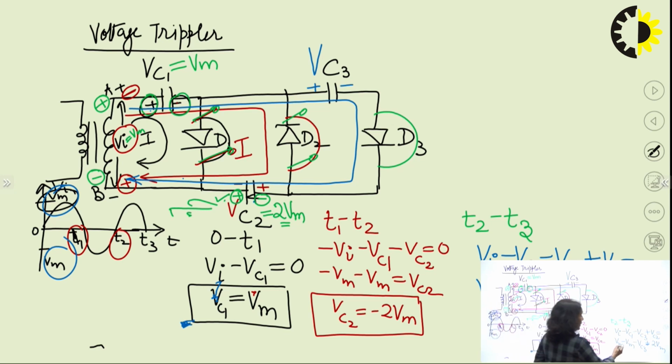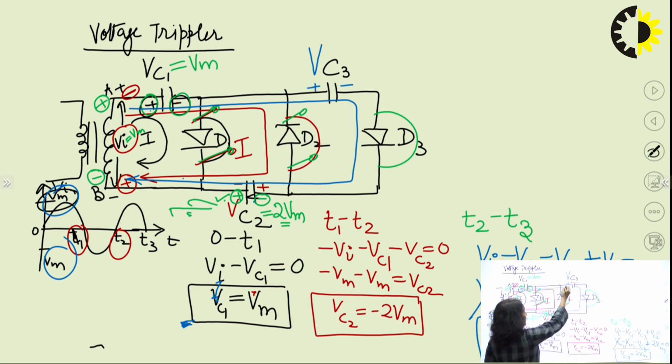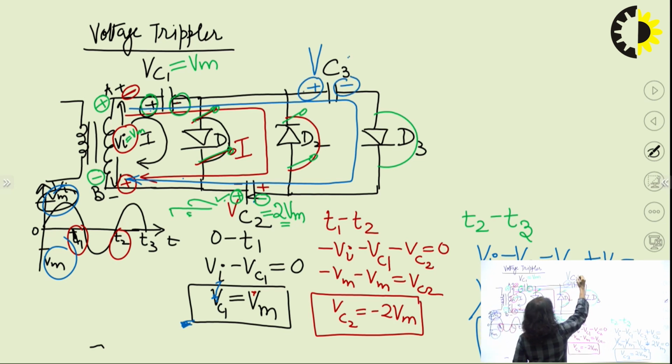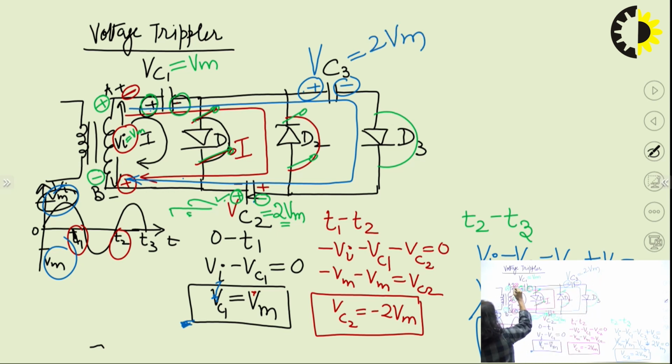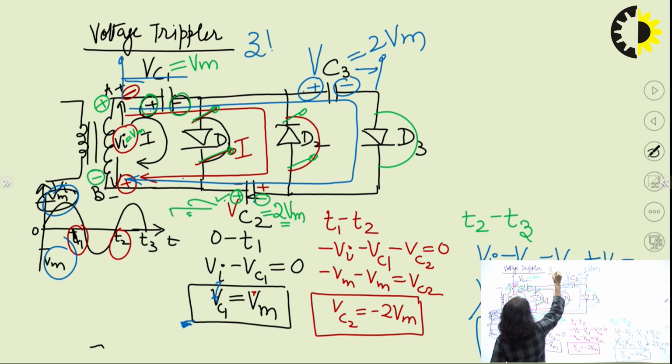So now this will get cancelled. So Vc3 will be equal to 2Vm. Again, this is a positive value, so we will retain this sign, and Vc3 is equal to 2Vm. So if you measure the voltage between these two capacitors, the net voltage will be equal to 3Vm.